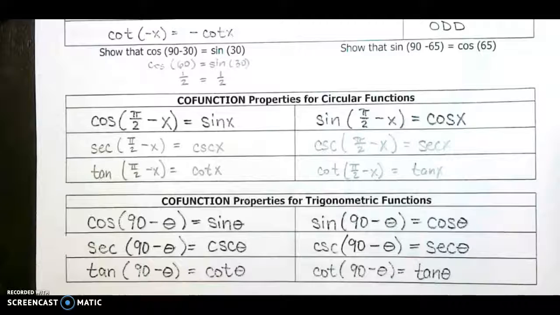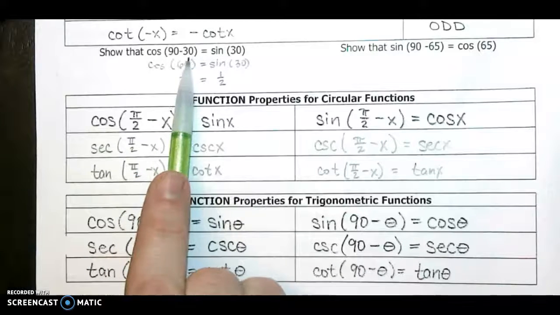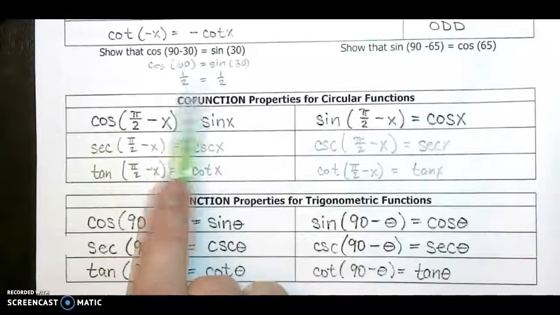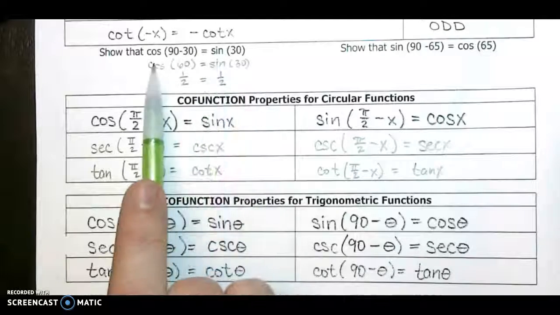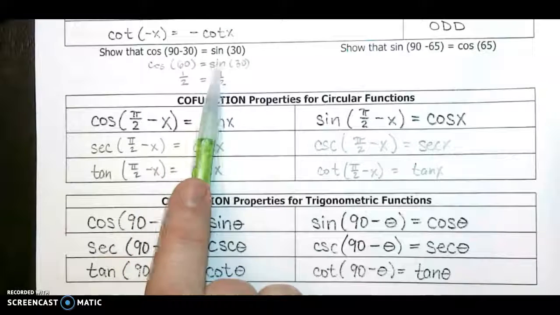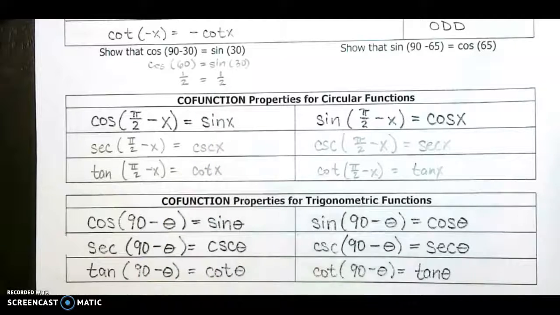Next, we're going to talk about cofunctions, which you can also think of as your complementary angle functions. So when we look at cosine of 90 minus 30, that would be 60. 60 and 30 are complements of each other because they add up to 90 degrees. Well, cosine of 60 and sine of its complement equal the same thing. And so that happens for a bunch of functions.